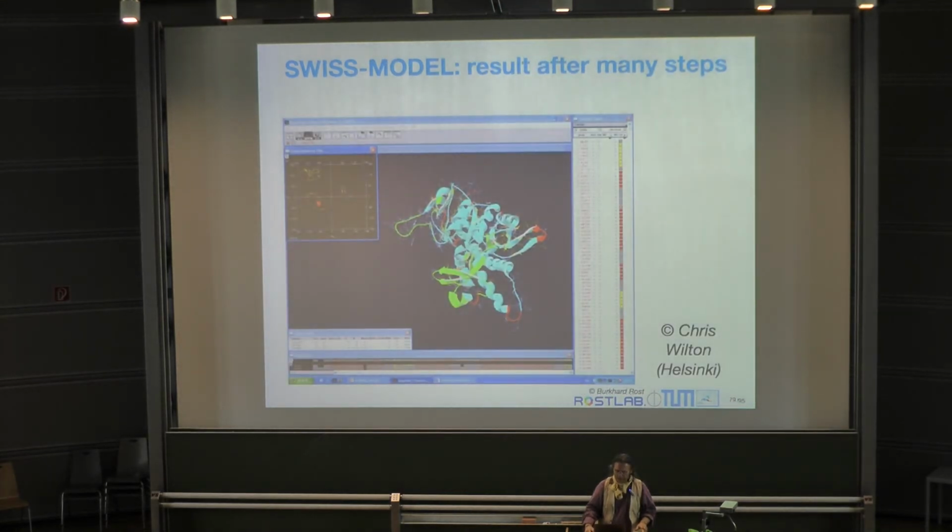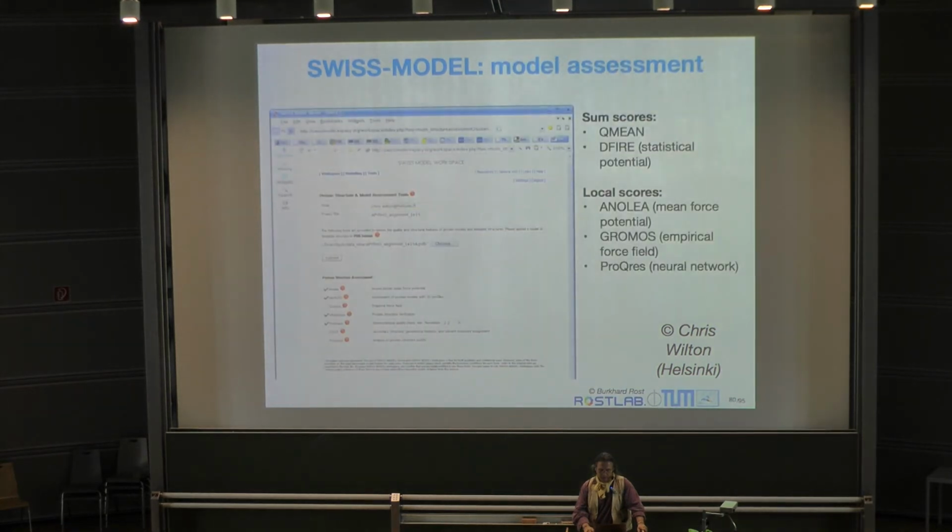Okay, after many steps you get a model that looks like that. What I show here is just this set of backbone angles. So for every pair of residues it shows whether that falls into something that we know. And that is a typical model, in this particular case, that looks fairly right.